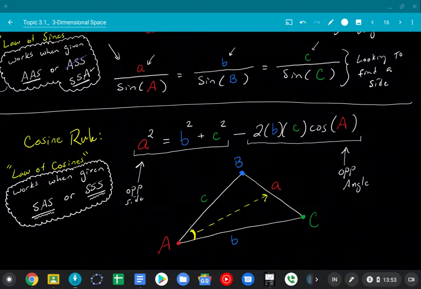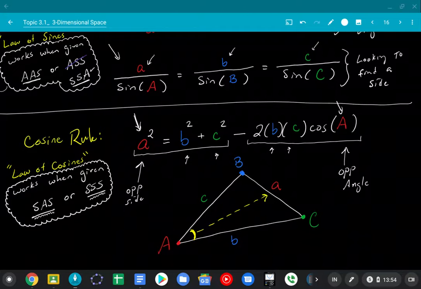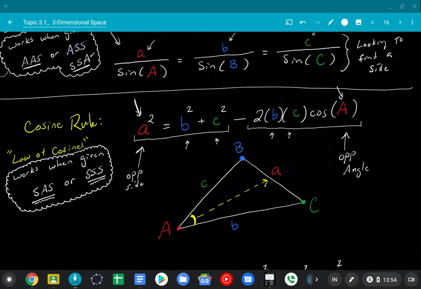I could relabel where I put A, B, C. I could rearrange it so I could have several versions of this formula. But so long as this angle over here and this side over here are opposites, and these are your other two, then it doesn't really matter. You're going to be fine. And we're going through a few examples of that. Okay. Now, that's one version of the cosine rule. I typically use this when I'm looking to find a side.